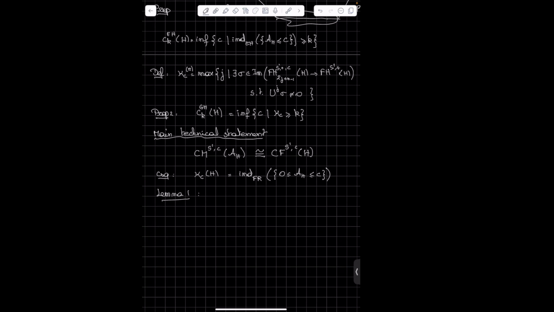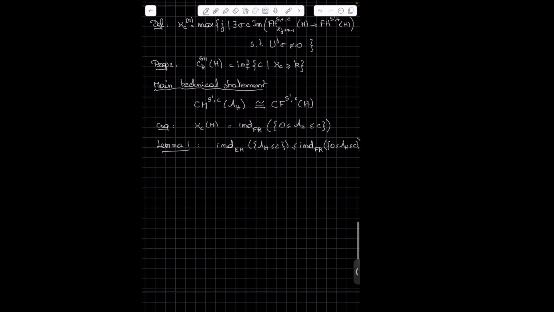The first lemma is that the Ekeland-Hofer index associated to the set where the action functional is less than C is less or equal than the Fadell-Rabinowitz index of the set where the Hamiltonian action functional is between 0 and C. And that surprisingly was an easy lemma.